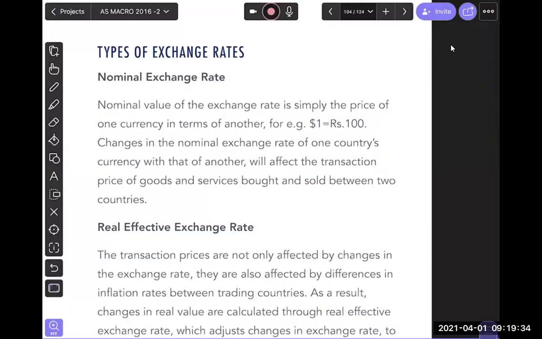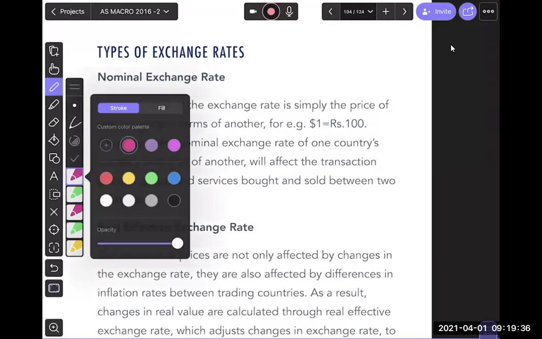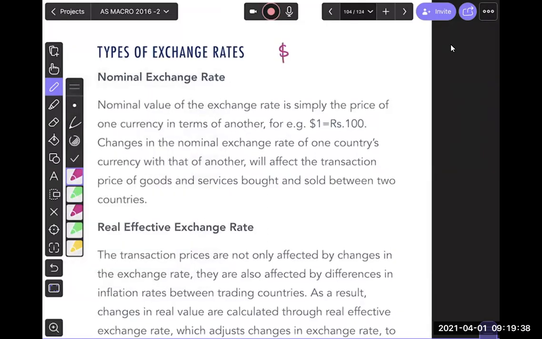So when you look at the exchange rate currently, the one that is seen in the newspaper, $1 is equal to rupees 150. Isn't that true? Or 153 or 152 or something like that. Now, this is what we call a nominal exchange rate.